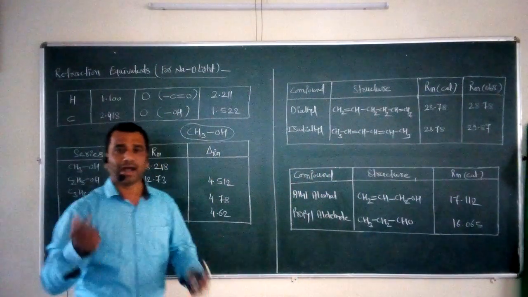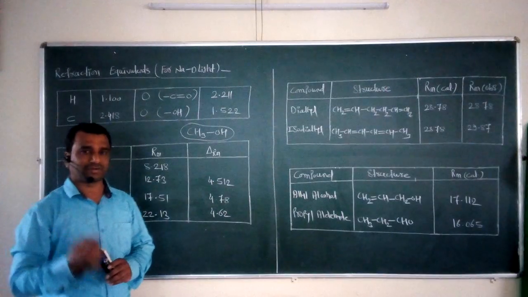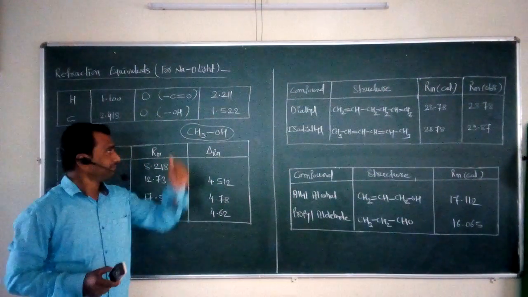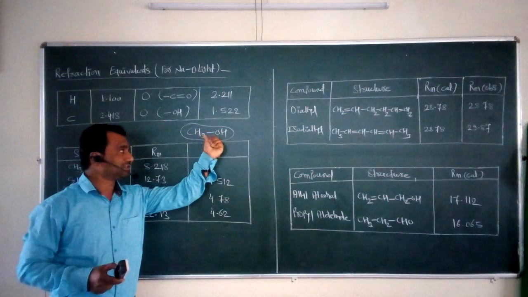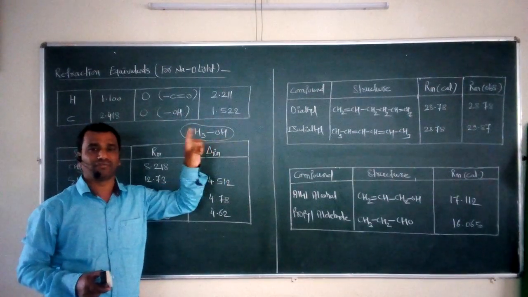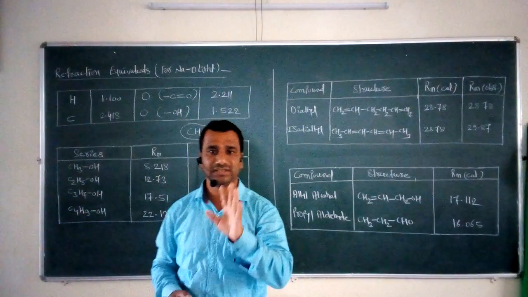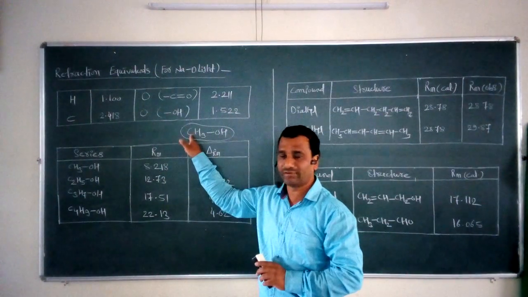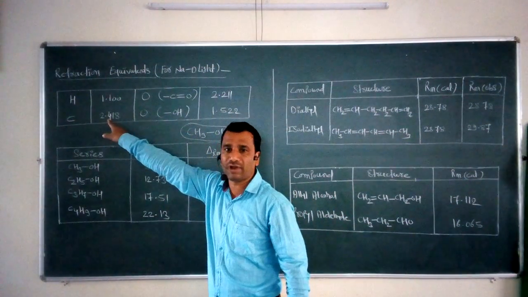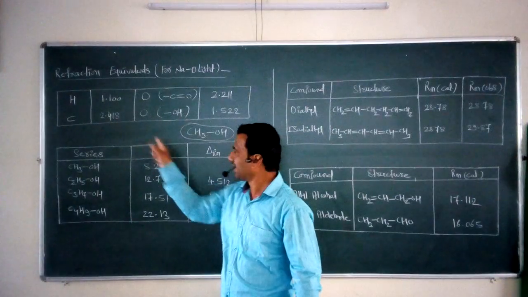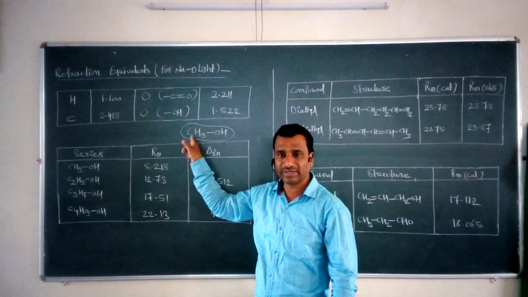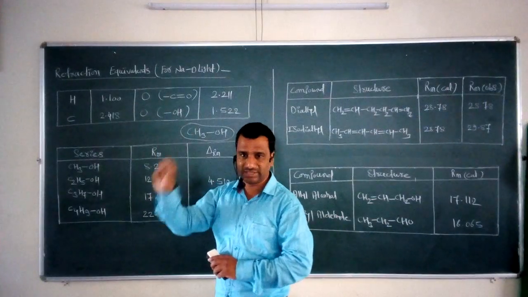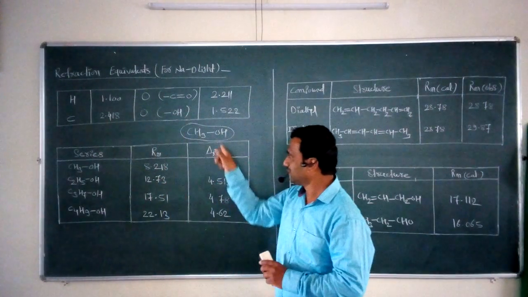So after counting all the atoms of carbons, hydrogens and oxygens, we have to multiply the number of carbons, hydrogens and oxygens by the respective value of their atomic refraction equivalents. So in this case, the atomic refraction value for carbon is 2.418, and the number of carbon atoms is 1. So 1 multiplied by 2.418, plus the second value for hydrogen.